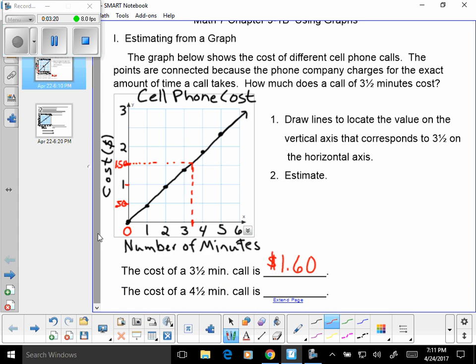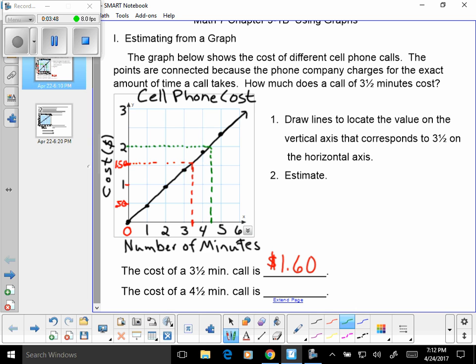Now the next time, they want us to look for a cost of a 4.5 minute call. We would do pretty much the same thing. On our horizontal axis, we would go over to 4.5, make our dash line up to where we want to be, and then over to where we want to be vertically.